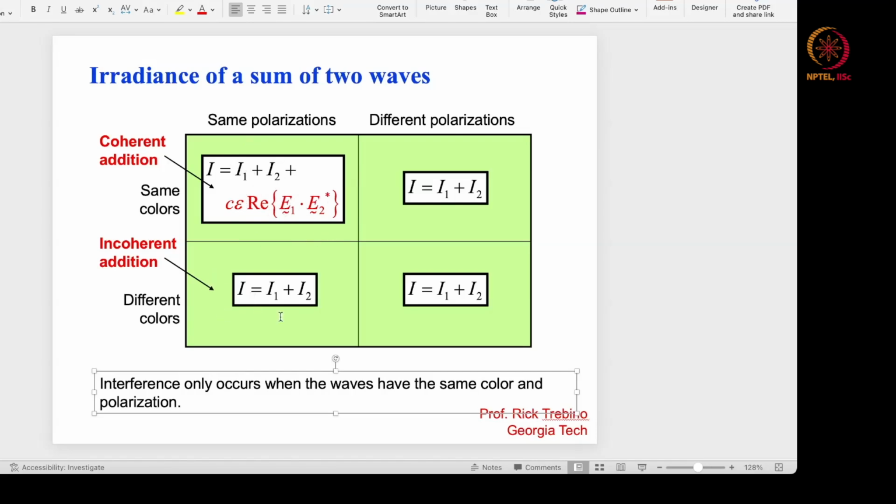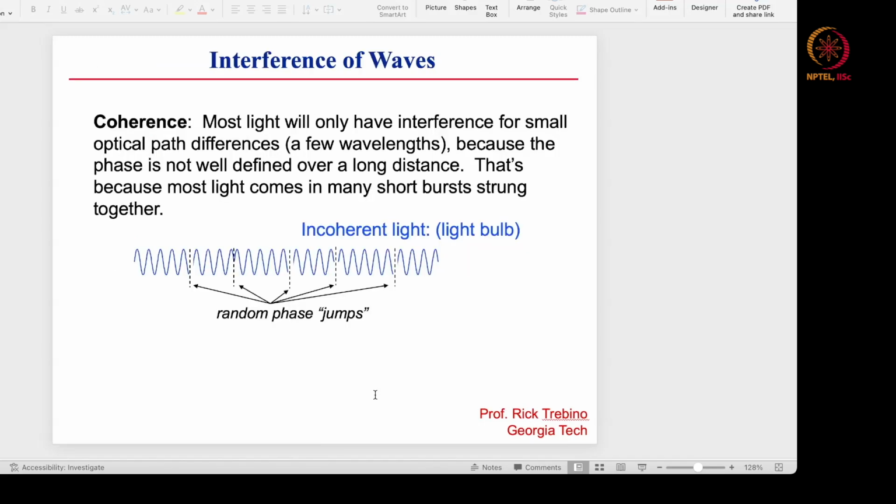When you have different colors, it is incoherent addition, and it's just the sum. When you have different polarizations, it is also just the sum. When you have different polarization and different colors, you have just a simple sum. So interference occurs only when the waves have the same color and the same polarization. This is to be kept in mind: only then will interference occur.